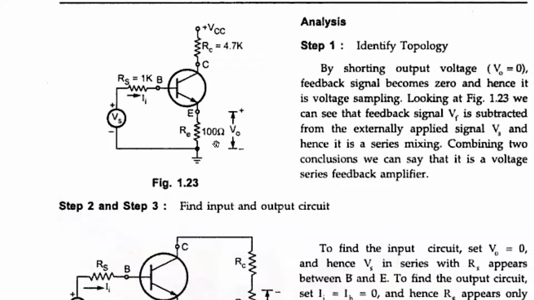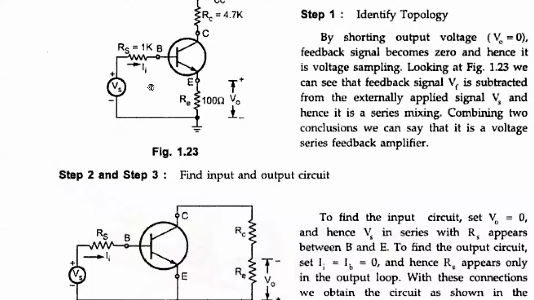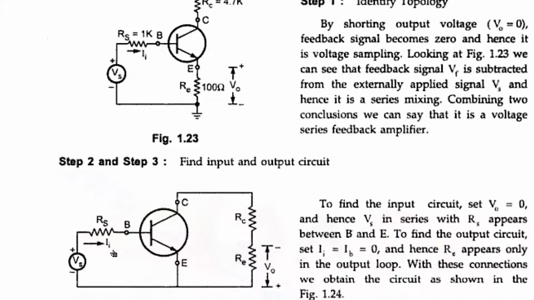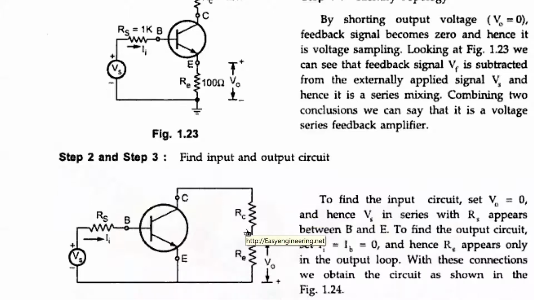So what do we identify? When we make the input current 0, because it is series mixing, we are opening this terminal. Then RC will be in series with RE. So already this part we completed. Next, additionally, at the output loop, we are drawing RC in series with RE. That's it, over. Input circuit we found out, output circuit we found out, we joined both.